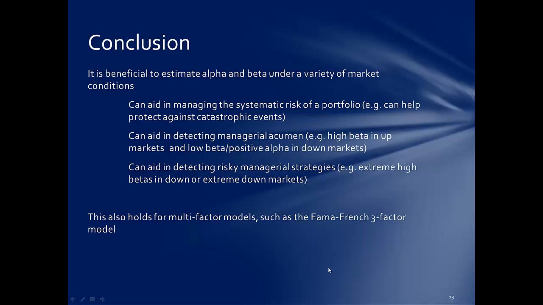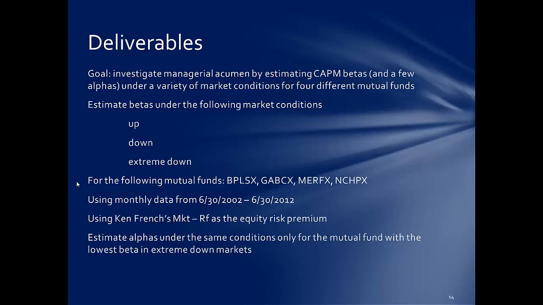Now this recommendation to estimate your alpha and your beta under a variety of market conditions holds for multi-factor models as well. Many of you have been exposed to the Fama-French 3-factor model and the Carhart 4-factor model. There's no reason why you can't estimate those models in up and down markets and see if the alphas and the betas are different. What you'd really love to see are high betas during up markets and high alphas during down markets. Now let's talk about what the assignment will be associated with this fourth module.